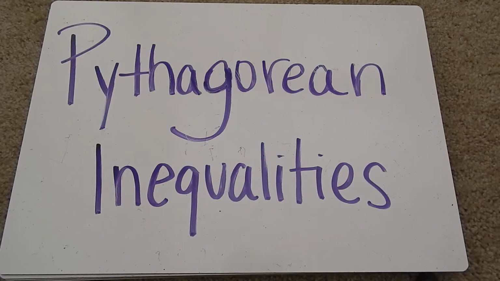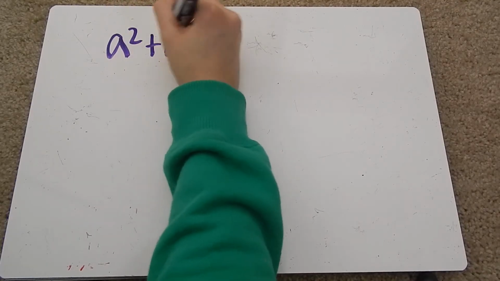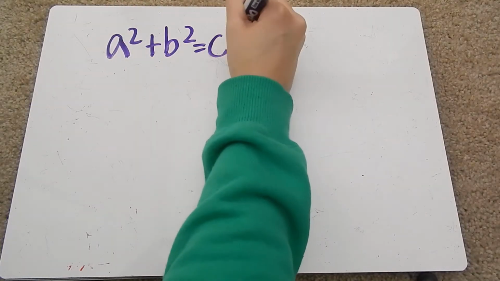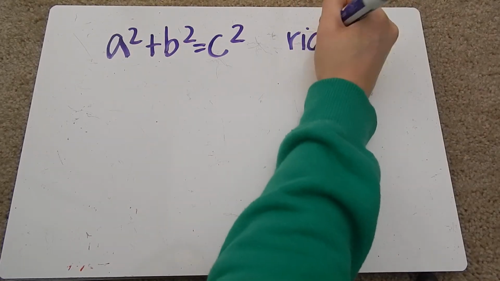Today's lesson is on Pythagorean Inequalities. So we know what the Pythagorean theorem states. It states that a squared plus b squared equals c squared. That's how you know the triangle is a right triangle.